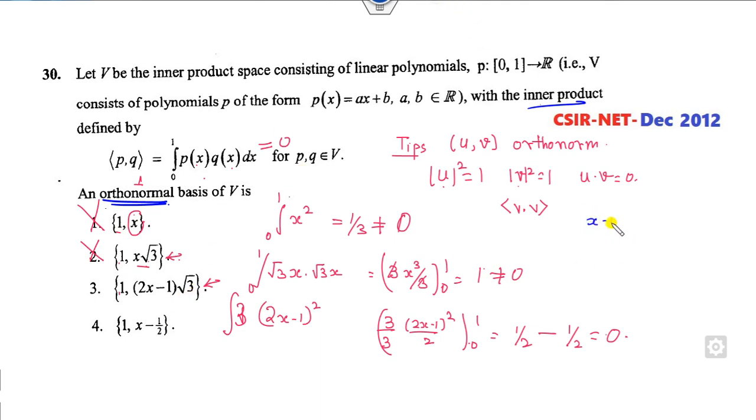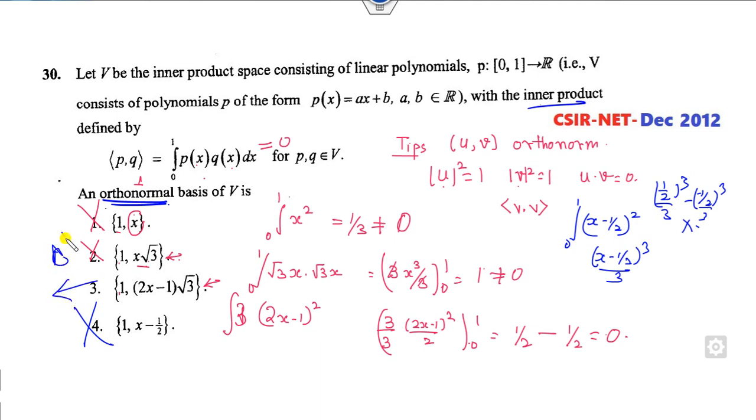So x minus half, square from 0 to 1. So this is x minus half cube over 3, 0 to 1. 1 is 1, half cube by 3, and minus half cube by 3. It's not 0. So this option is cancelled. Only option C is the right answer.